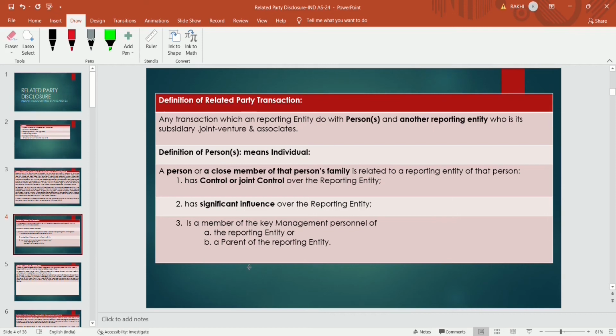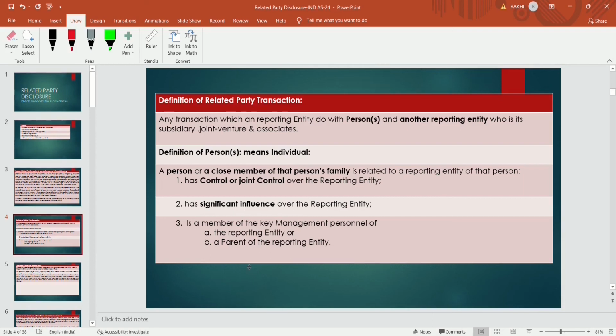A person is related to the reporting entity if he has control or joint control over the reporting entity. Control or joint control means more than 50% holding. As per the old standard, if a person is holding more than 50% of the shares in a company, then he has full control. But as per Ind AS, the definition is different.